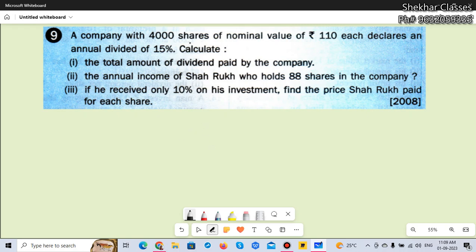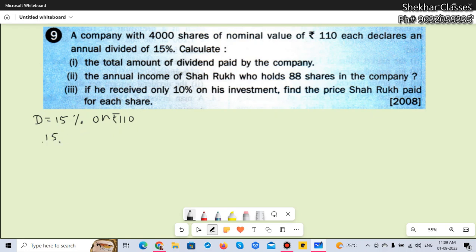It has got 4,000 shares, at the rate of 15%. So we can say the company is giving a 15% dividend. So the dividend is how much? 15% on what? The nominal value, which is 110 rupees. Fine. So this is for one share, right? So how much is that?